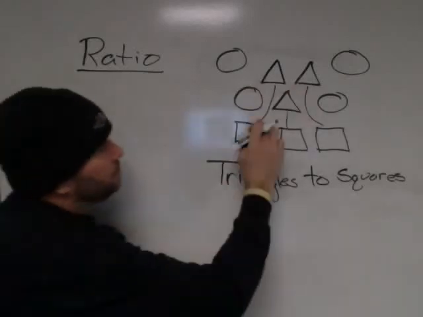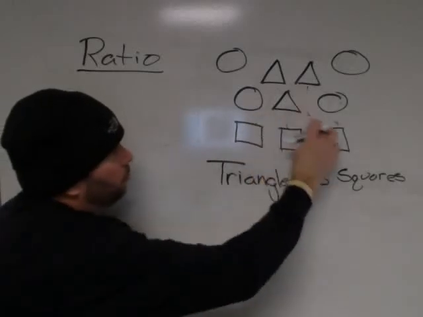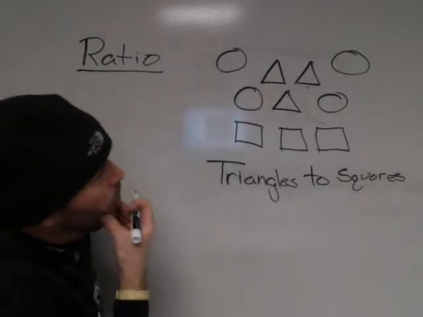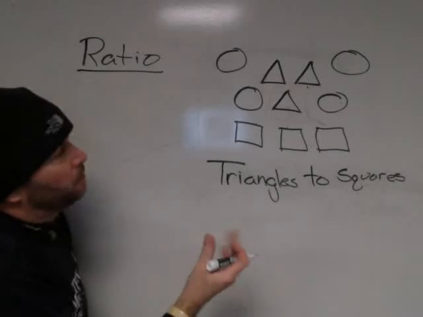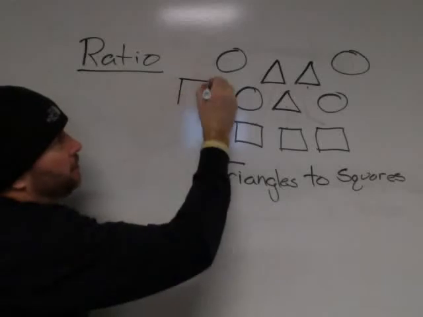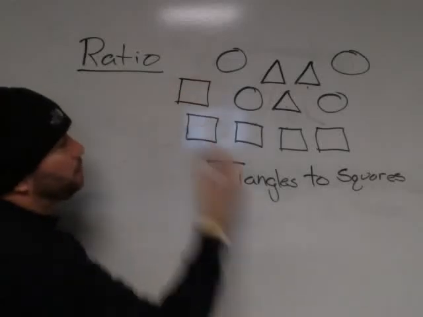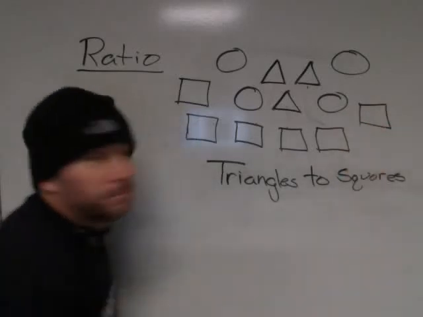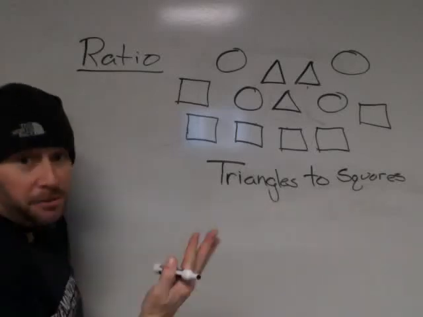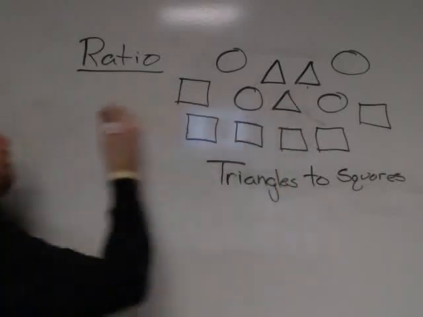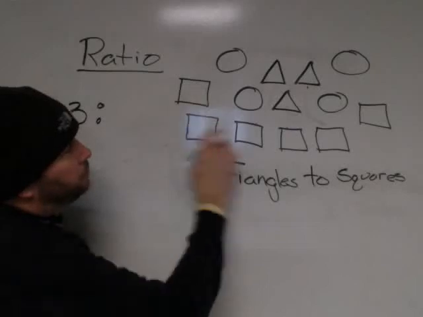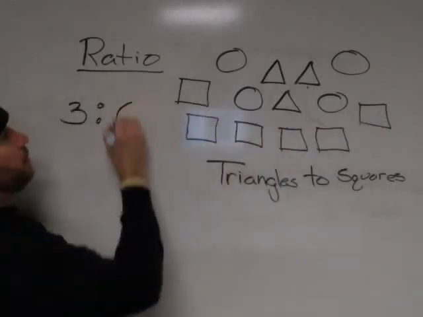Okay? So let's take a look at something else that will probably come up when you're working with ratios. And let's throw in a few more squares, okay? So let's add 1, 2, 3 more squares here, okay? So now, if we look at our ratio of triangles to squares, we're going to write it differently. Okay, we're going to write it. We have 3 triangles, okay? And we have 1, 2, 3, 4, 5, 6 squares.